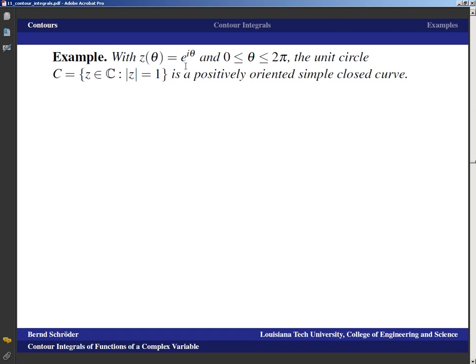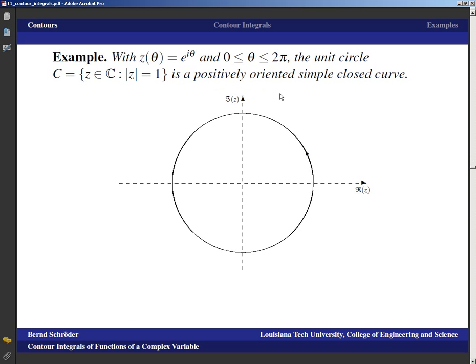If we set z of theta equal to e to the i theta and let theta go from 0 to 2 pi, then the unit circle, which is the set of all complex numbers such that the absolute value of z is equal to 1, is a positively oriented simple closed curve. That's because as theta increases, e to the i theta is the complex number with the angle theta between the positive x-axis and the position vector of the point, and as theta increases we go around the circle in the counterclockwise direction, which is the mathematically positive direction.